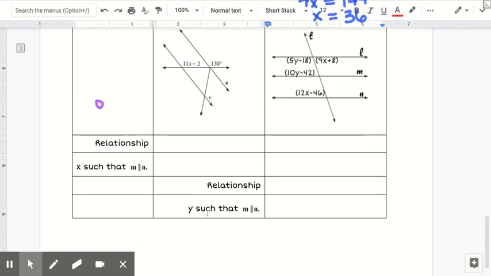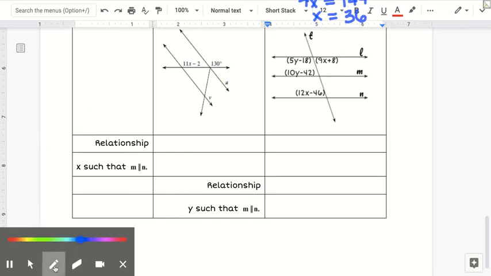Couple more quick examples. If you're feeling pretty good about this, you could pause the video here and try to work both of these out, and then come back and check yourself.